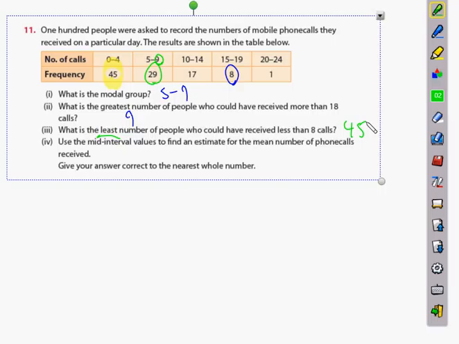Very easy. How do you find out? How do you get the mid-interval value? Because that's what I did last time. Do you remember where I added the bottom to the top and divided by 2? So 0 plus 4, 4 divided by 2, 2. 5 plus 9, 7. 10 plus 14, 12. 15 plus 19, 17. You can see they're going up in 5s, can't you? Then use your calculator to find out what you're doing there.